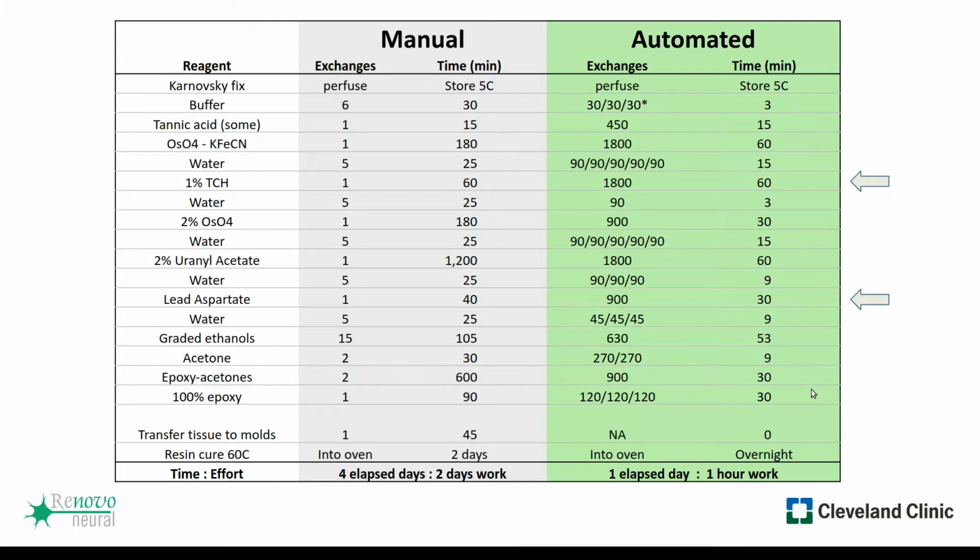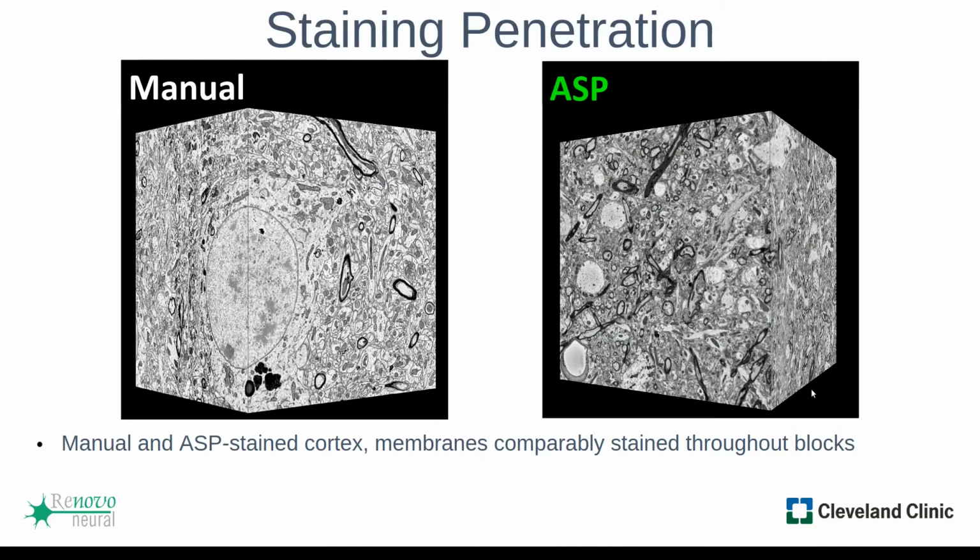But in this study, I used the EPON 812 substitute from EMS, and we use a medium hard recipe. This is our routine resin for everything. It works best in our hands with our tissues. But I know people have strong opinions about others, and whatever works for you is awesome. And that's the thing about this, you can modify it for what your lab does.